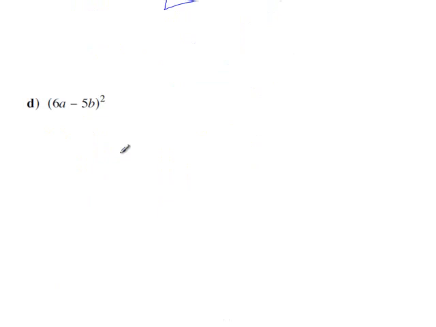And last question. 6a minus 5b squared. If you have this squared notation, I would always say write it out long form, because otherwise it's too easy to say, oh, 6a squared minus 5b squared. No, not right. So always, when you see this squared thing, write it out long form. 6a minus 5b squared equals 6a minus 5b times itself. So 6a minus 5b times 6a minus 5b.